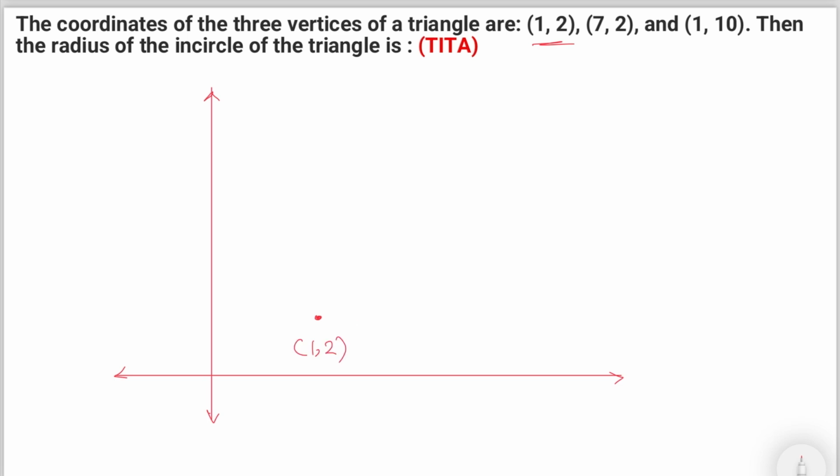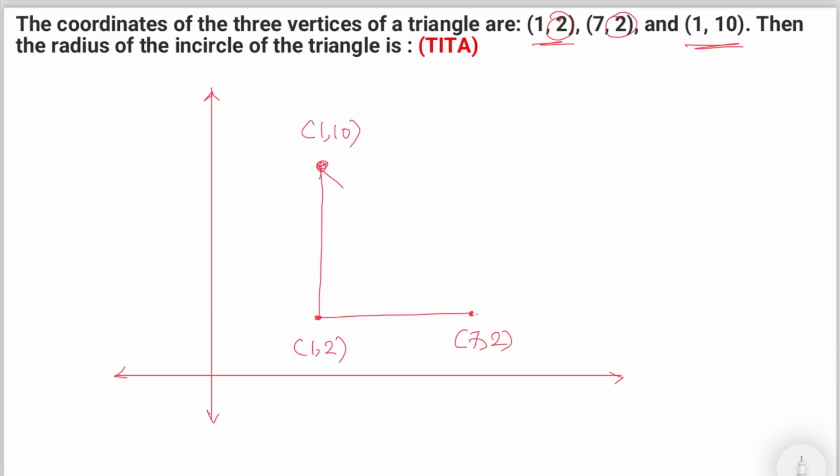Now this point has the same y coordinate, right? That means it will be at the same horizontal level as the first one. It has coordinates (7, 2), so it will be something like this, right? And the third point has coordinates (1, 10). Notice that its x coordinate is the same as the first point. So it's going to be something like this, a vertical line having the same x coordinate 1.